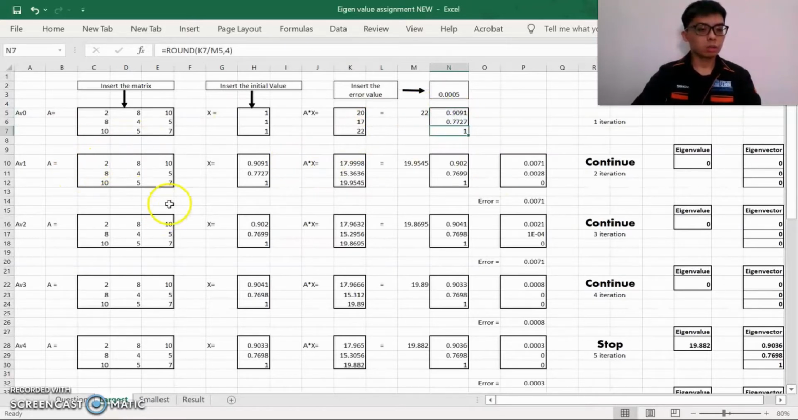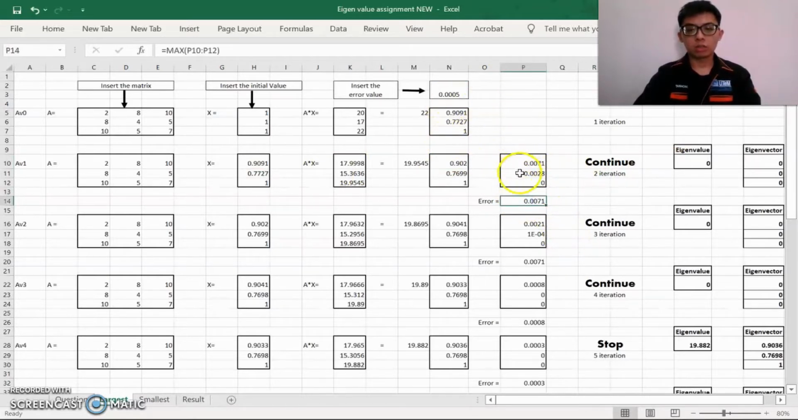Next, this matrix is still the same, but now we change the matrix X with the new matrix. Again, we multiply these two matrices and we have these three values. We take the highest value and factorize them, and we will have these three values. Then AV1 minus AV0, we put it here. For this value we need to use the modulus, which is ABS. And now we take the highest value as the error.